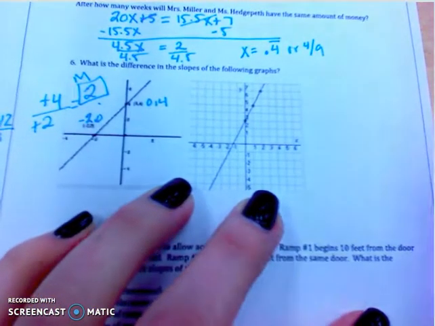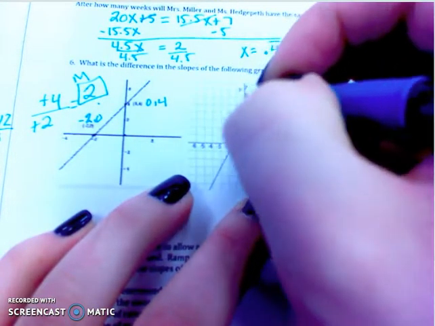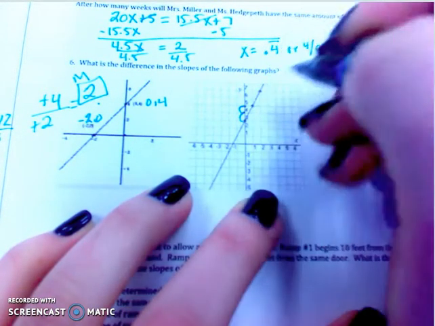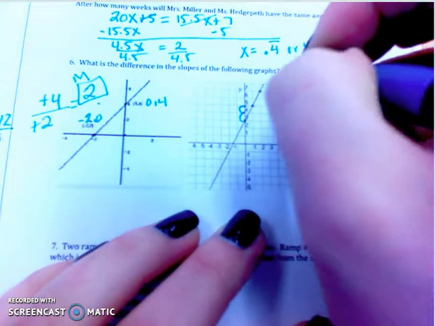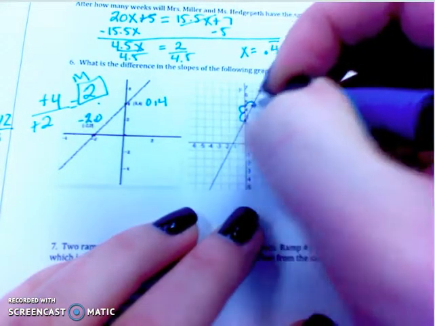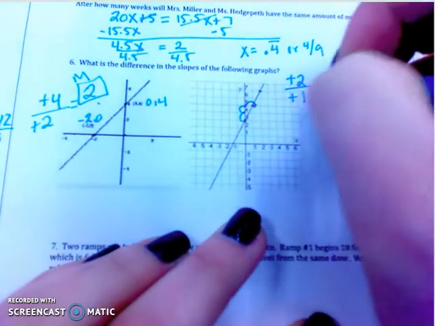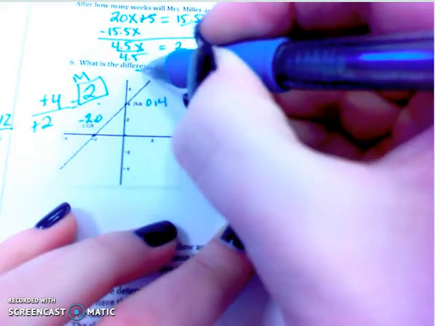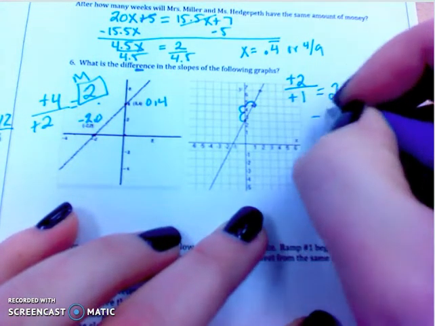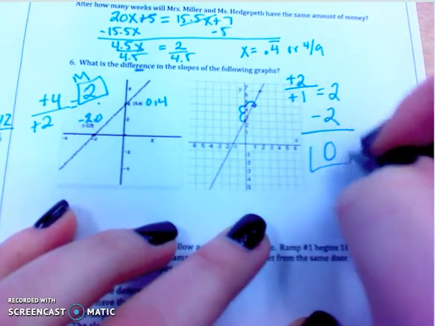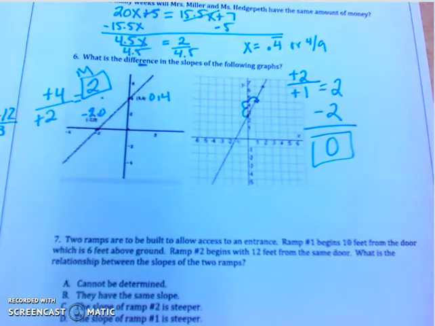And then for this graph, I'm going to rise up 1, 2. That's up 2, and to the right 1, which is also 2. But difference tells us to subtract, so 2 minus 2 obviously is 0. There is 0 difference in the slopes.